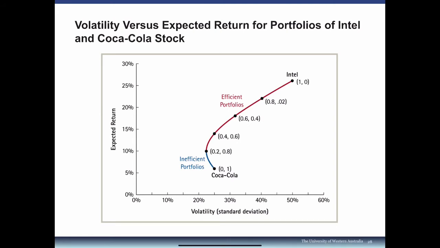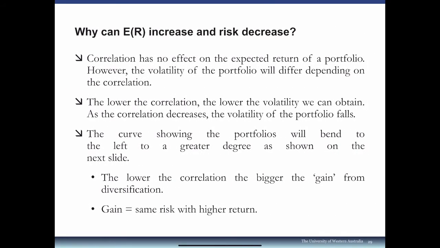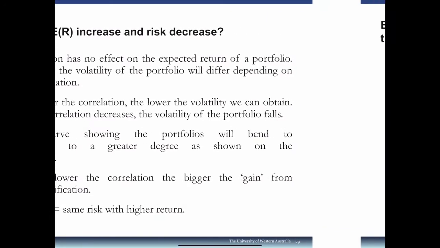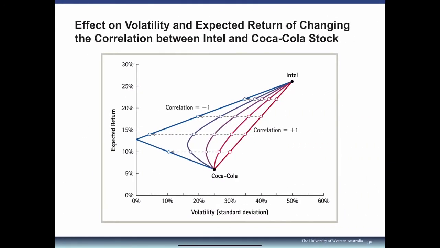What we're going to do now is give you very different outcomes. We're going to vary the correlation between Intel and Coca-Cola to see what kind of scenario that shows. Our goal is to show you that the lower the correlation, the bigger the gain from diversification. And again, the gain means the same risk but higher return. So let's vary the correlation between Intel and Coca-Cola between +1 and -1.